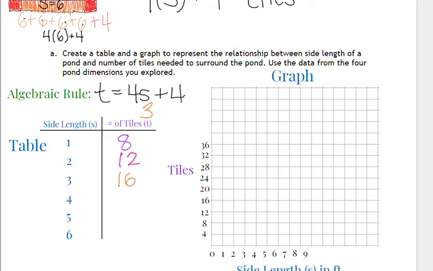If we were to move on and do 4, 4 times 4 is 16. Add 4 to 16, you get 20. How about for 5? 4 times 5 is 20. 20 plus 4 is 24. And then for 6, 4 times 6 is 24, plus 4 is 28.